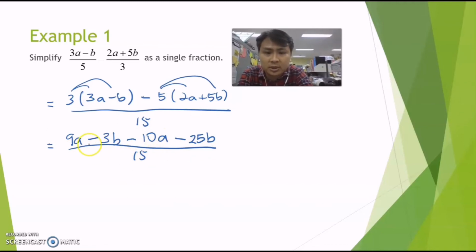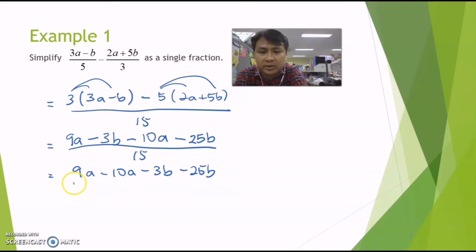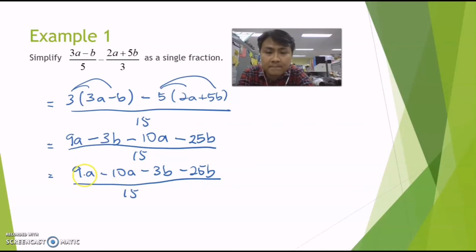Okay, we continue. Okay, next we will do a rearrangement. We'll rearrange our terms. So 9a minus 10a minus 3b minus 25b. Okay, the whole thing divided by 15. Okay, then finally you just use your calculator, or you can do this mentally. Right, I'll advise you to use your calculator if you're not strong in mental calculation.